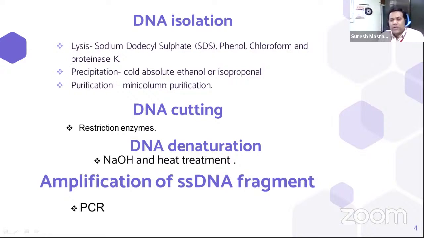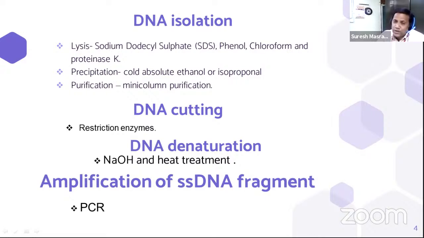Then the precipitated DNA is purified by passing through mini column purification. Then comes DNA cutting. This DNA, which is a very long DNA strand generally present inside the cell, from the bacteria to the higher entity. And in sequencing, we cannot sequence the long DNA fragment. It is not manageable to do this.